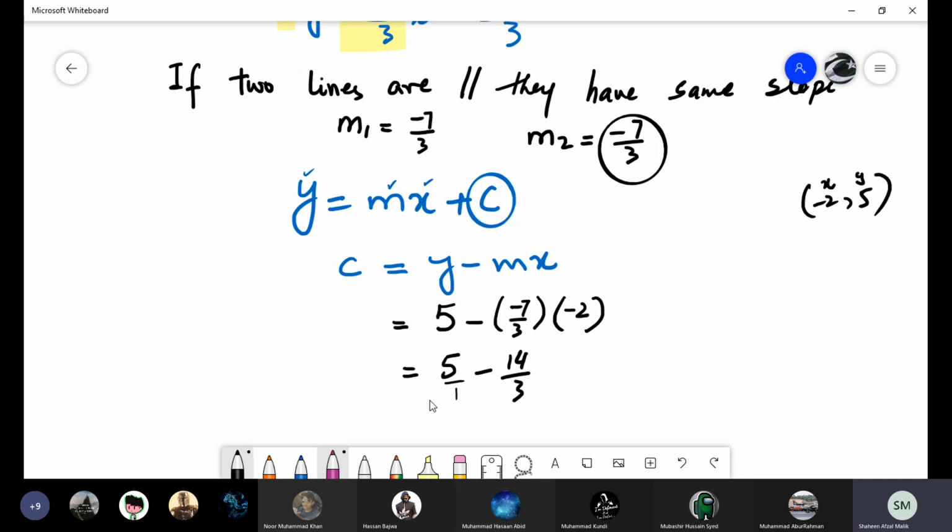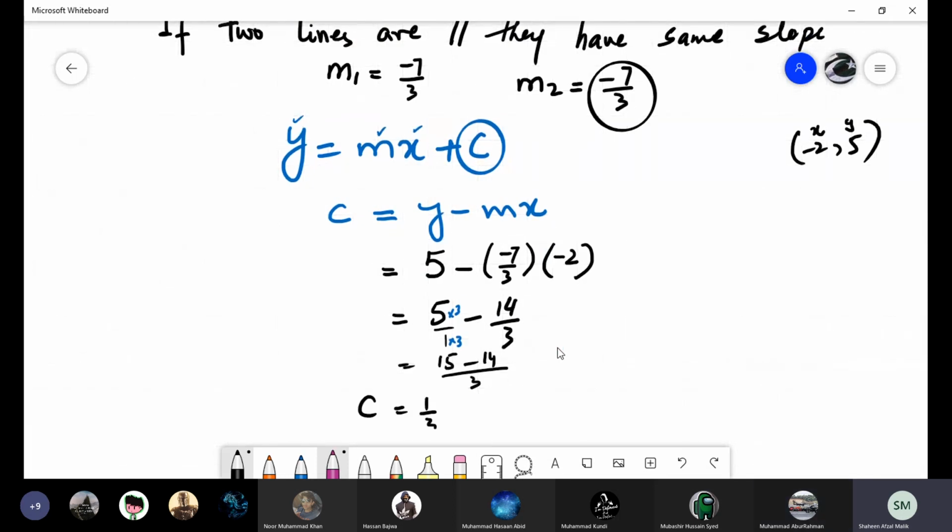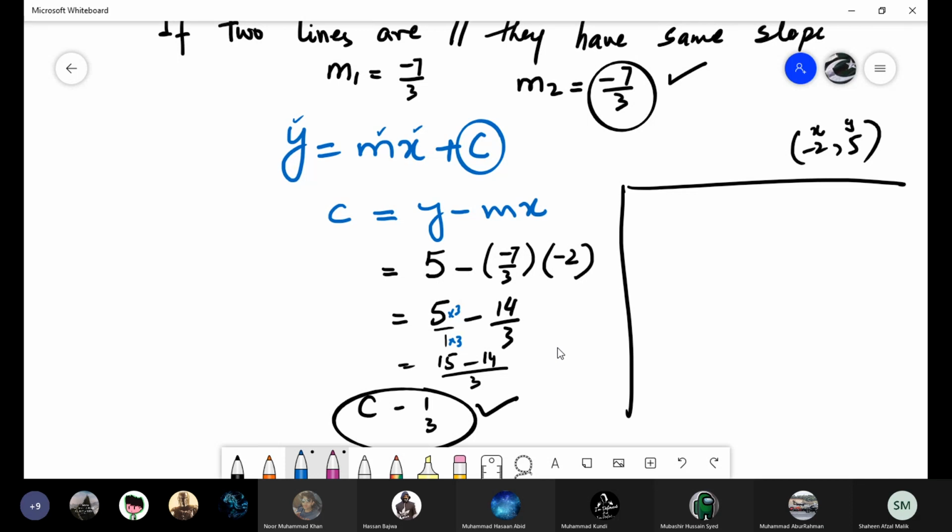How can we make the denominator equal and simplify here? If you multiply 5 by 3, it will be 15 minus 14 over 3. So we will get the value of c from here. c will be 1 over 3. Now we have c, we have m. So can you write the equation of a straight line? Yes, ma'am. y is equal to mx plus c. So y is equal to minus 7 by 3 x, and c is 1 over 3.